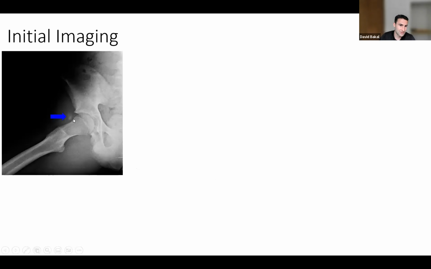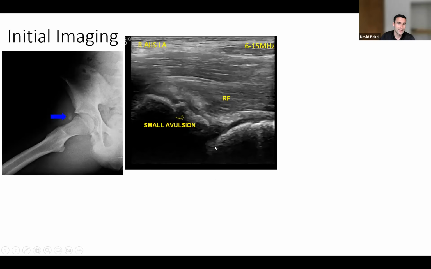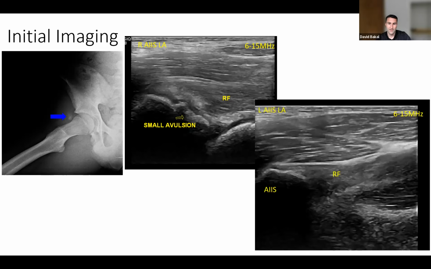This was his initial x-ray, so you can see that bony fragment displaced. And the corresponding ultrasound shows that avulsion. The rectus femoris is here, AIIS is here. This is with a 6 to 15 megahertz probe. And the contralateral side, like Jacob was saying, always comparing it to that, looks much more intact.